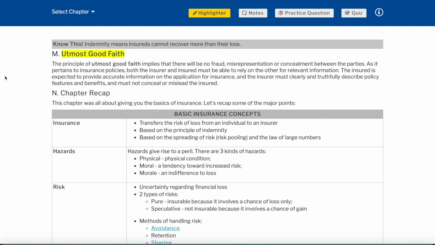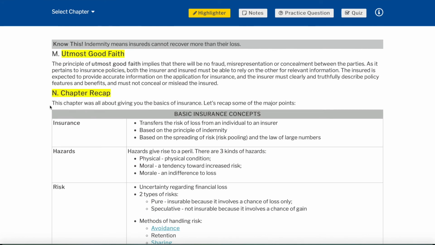M. Utmost good faith. The principle of utmost good faith implies that there will be no fraud, misrepresentation, or concealment between the parties. As it pertains to insurance policies, both the insurer and insured must be able to rely on the other for relevant information. The insured is expected to provide accurate information on the application for insurance, and the insurer must clearly and truthfully describe policy features and benefits and must not conceal or mislead the insured.